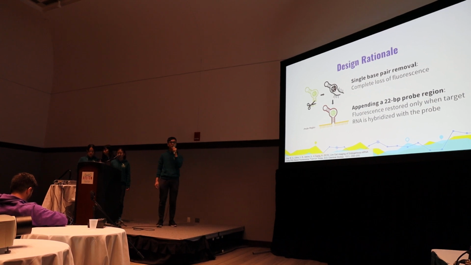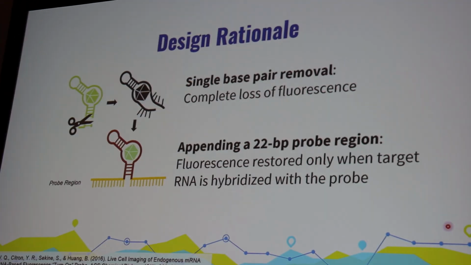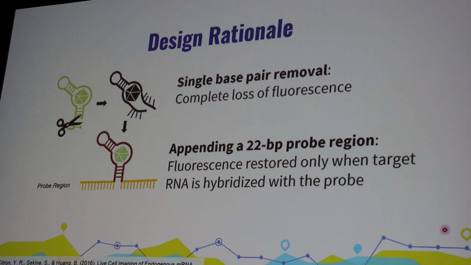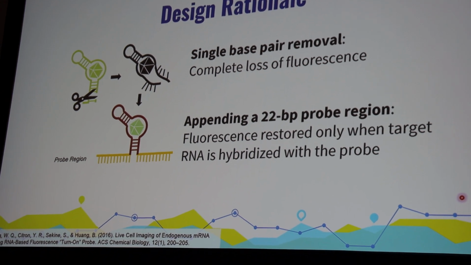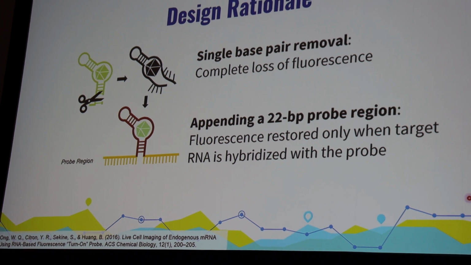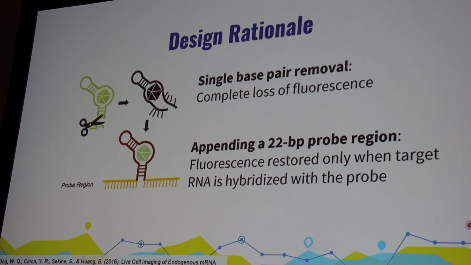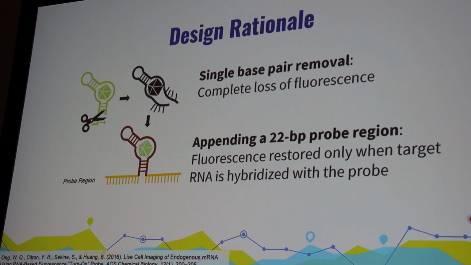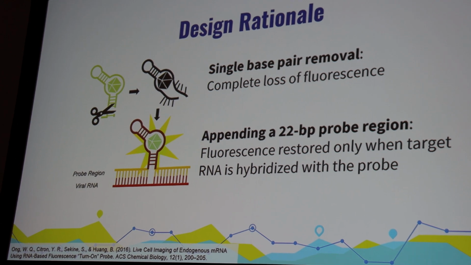But how do we change the sequence of this aptamer in order to be able to detect influenza RNA? Firstly, previous research has shown that by removing one of the base pairs, it will lead to the complete loss of fluorescence of the aptamer. And when we add a 22 base pair long probe region downwards of the truncated spinach, the fluorescence will only be restored when the target RNA hybridizes with the truncated sequence.